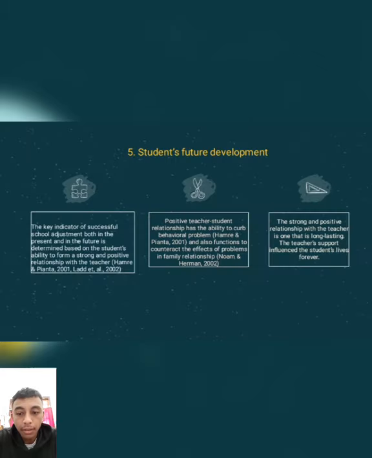Point 5 is students' future development. The key indicator of successful school adjustment both in the present and the future is determined based on the student's ability to form a strong and positive relationship with the teacher. Positive teacher and student relationship has the ability to curb behavioral problems and also functions to counteract the effects of problems in the family relationship. The strong and positive relationship with teacher is one that is long lasting. The teacher's support influences the student's life forever.